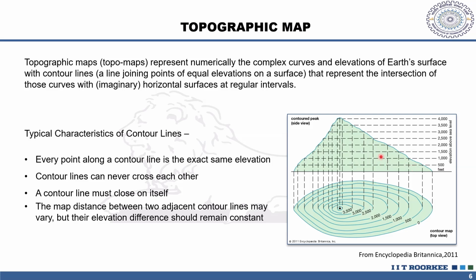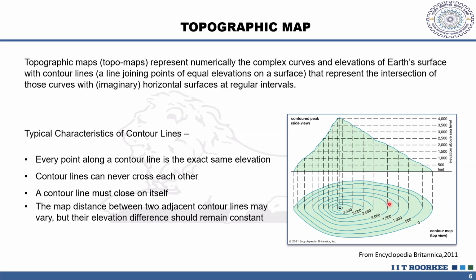When we prepare the contour map, from the elevation lines on these steep sides, we take the projections into the contour map. When the contour map is prepared, you can see that on the steep side the contours are very close, while on the gentle side the contours are far apart. For each elevation, we have a different contour value like 0, 500, 1000, and so on. These are some of the rules or characteristics of contour lines that we should discuss here. Every point along a contour line is at the exact same elevation.